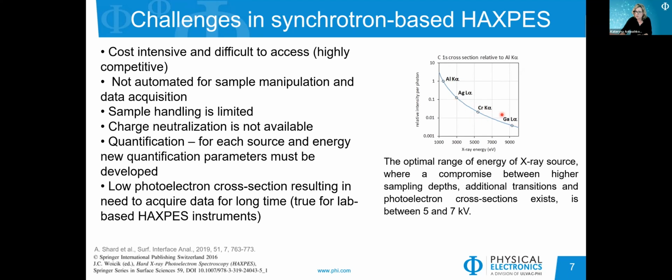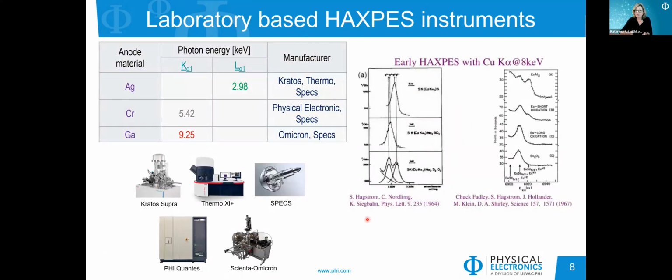The optimal range, which allows us to access higher sampling depths and additional transitions while still having photoelectron cross sections that provide a significant signal, is between 5 and 7 keV. Like I mentioned, most of the manufacturers now have high energy sources. The silver source is quite easy to implement because it's exactly twice the energy of the aluminum source.